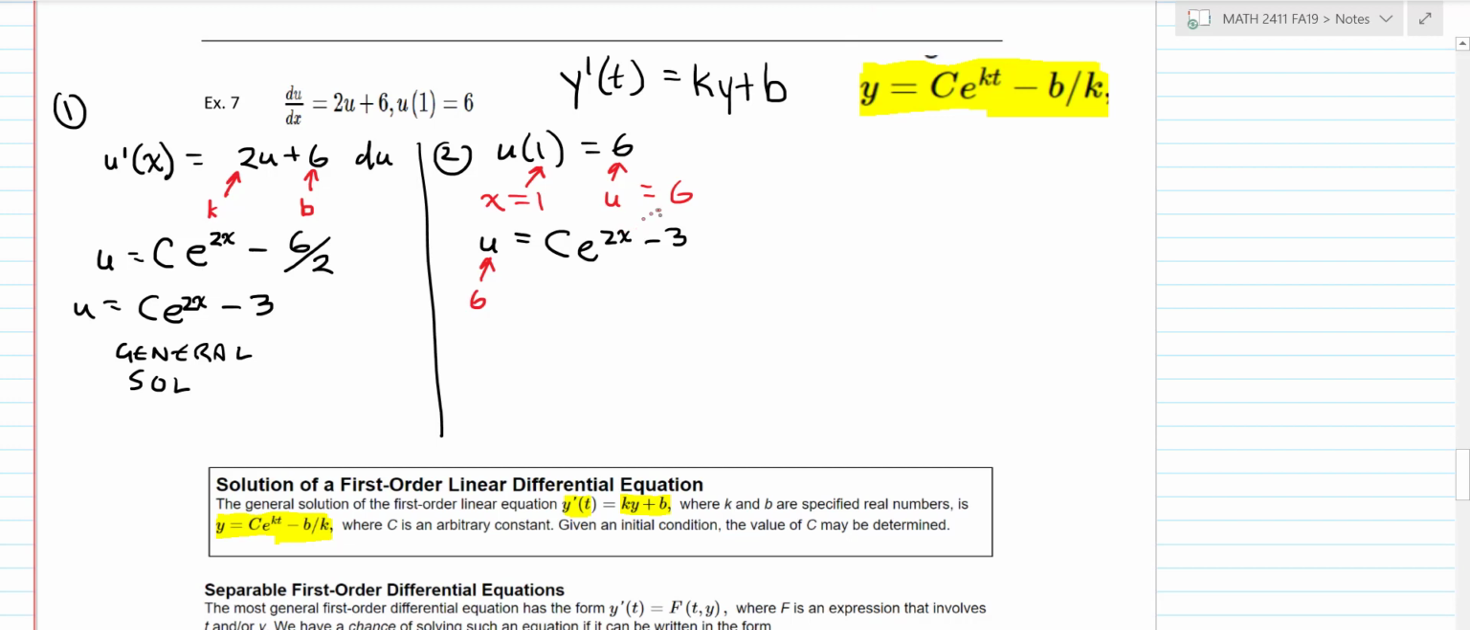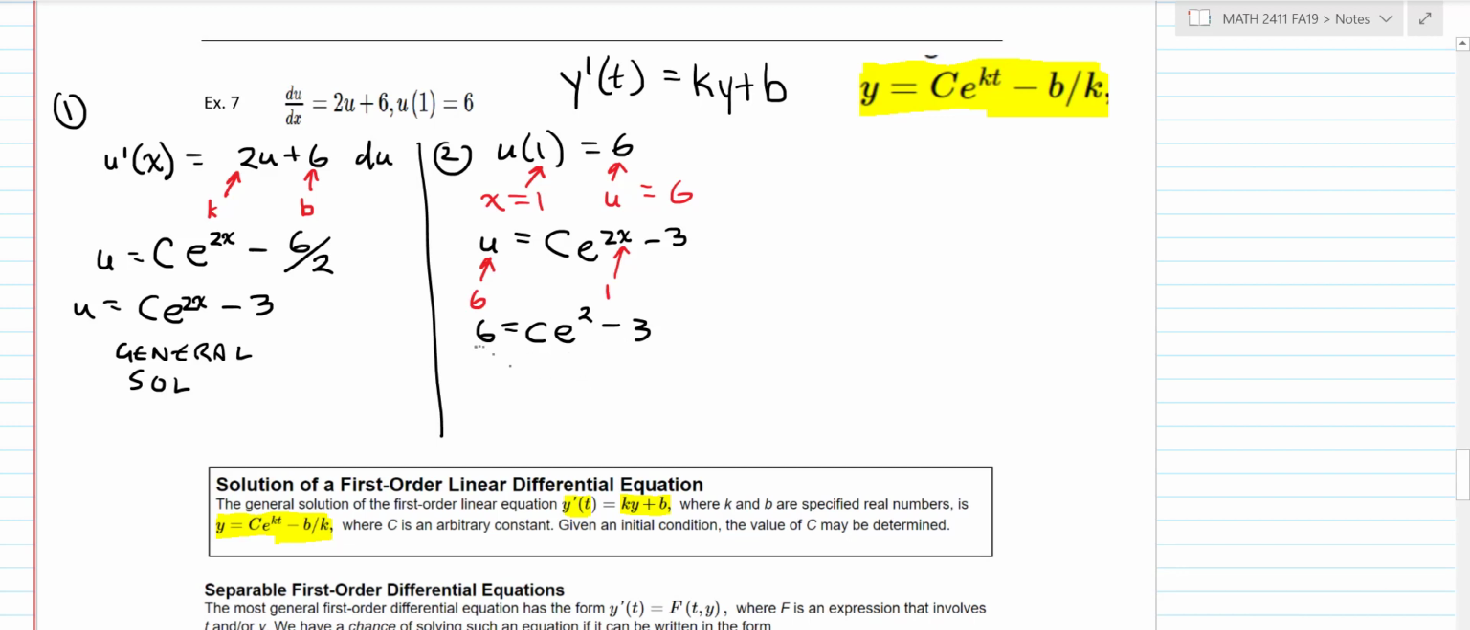Okay, and let's see. We had x equal to 1. So we have u is 6 when x is equal to 1. And that's enough information now to solve for c and find that constant. So we end up getting 6 equals c e to the second minus 3. So we have that, and then we're going to solve for c.